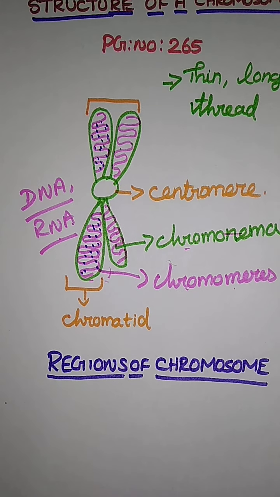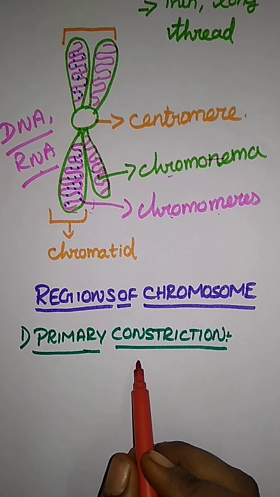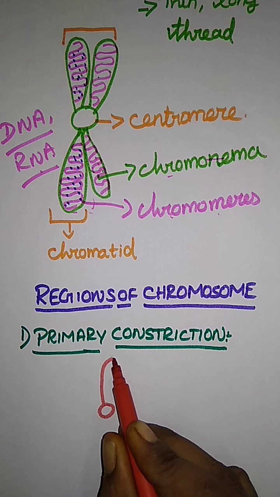Okay, first thing, they contain 4 regions. The first one is the primary constriction. What is the first one? Primary constriction. Just write a topic. Here the first point in the regions of a chromosome is the primary constriction. Just draw a diagram of a chromosome.